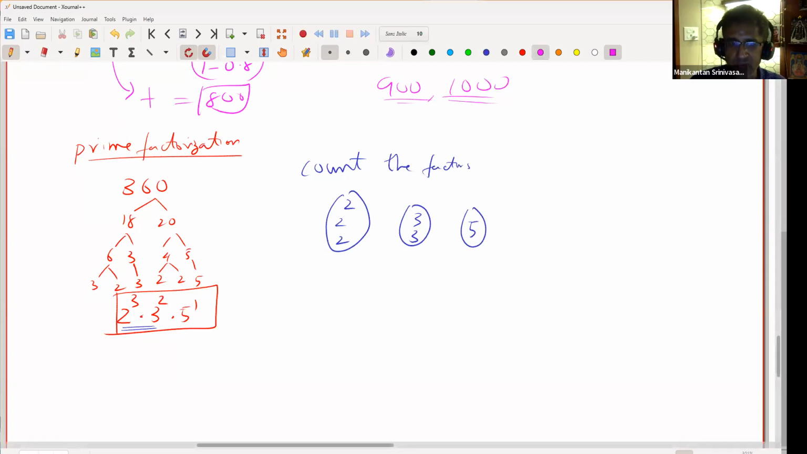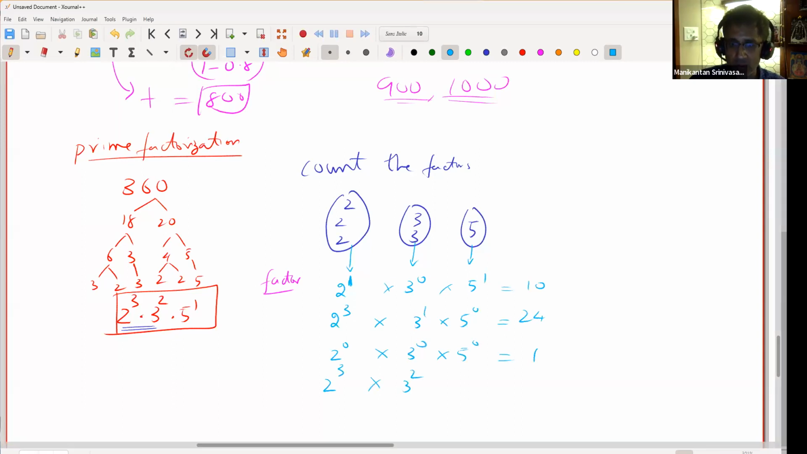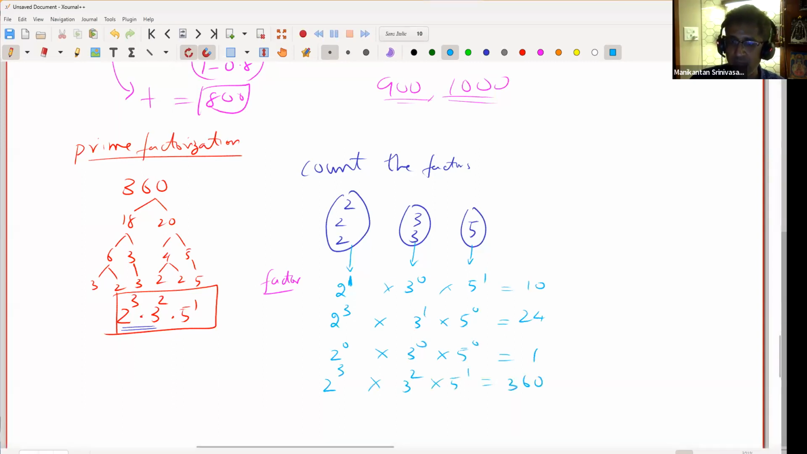Now, to form any factor of this number, what do I have to do? I have to go to each basket and pick a few from each. Let's say I pick 1 2 and no 3 at all, and I pick 1 5. The product gives me a factor, namely 10. On another day, I can pick all the 3 2s and 1 3 and no 5. That's 8 times 3, which is 24. On another day, I can pick 0 from all the baskets, which is 1, a factor. On a fourth day, I can pick all of the 2s, 3s and 5s. That's 360 itself. The number is a factor of itself.